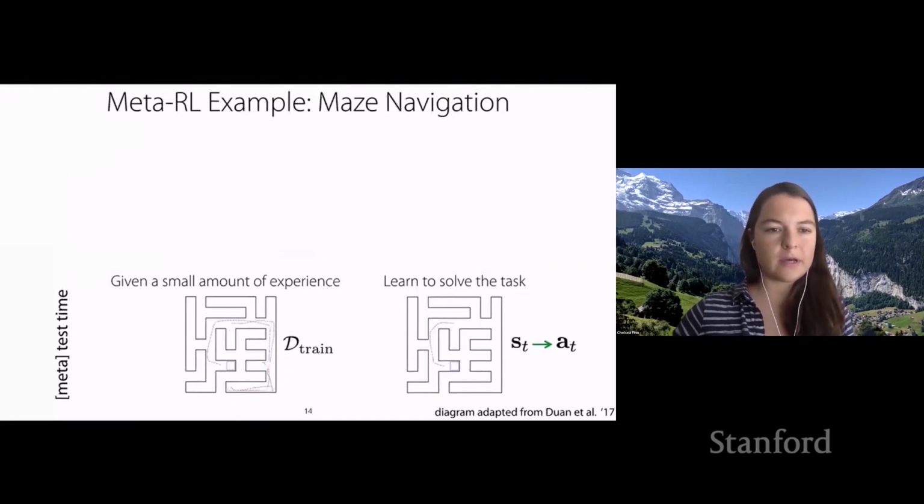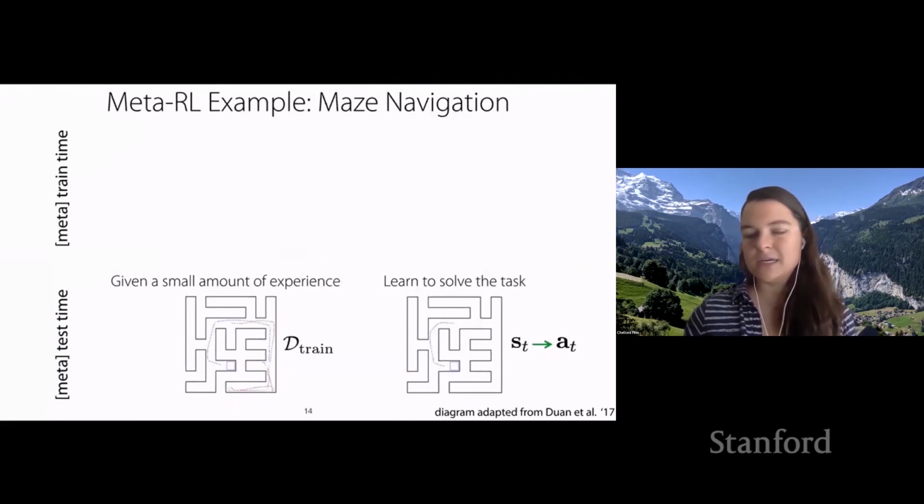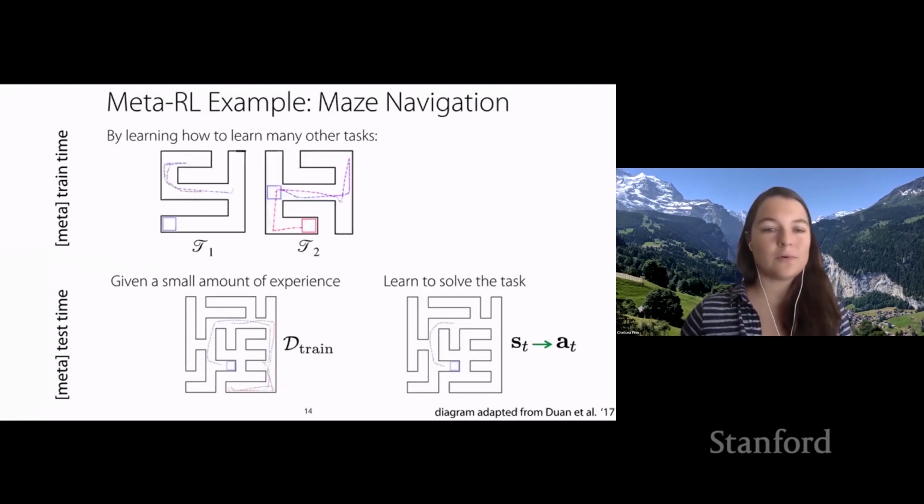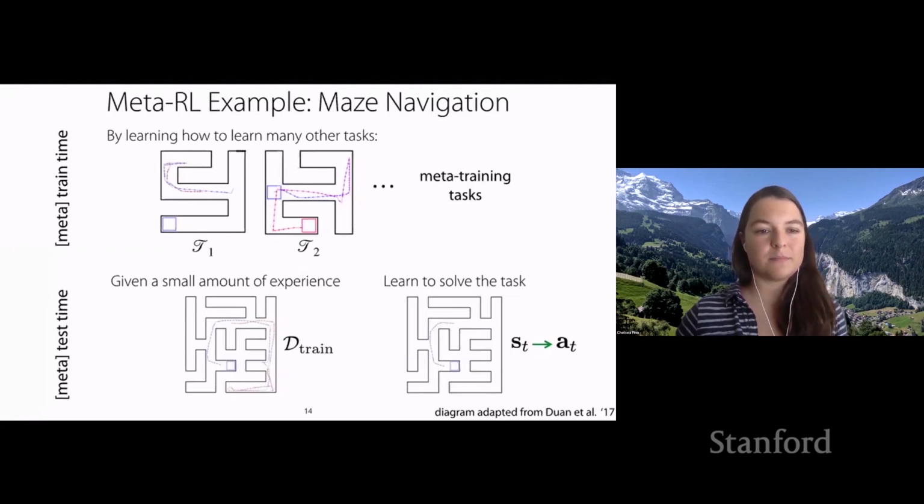And the way that we can go about accomplishing this is by training on lots of other mazes or lots of other tasks. So we can learn how to quickly explore and navigate a number of different mazes so that when we're then given a new maze at meta-test time, we can quickly solve it. Any questions on how this works?